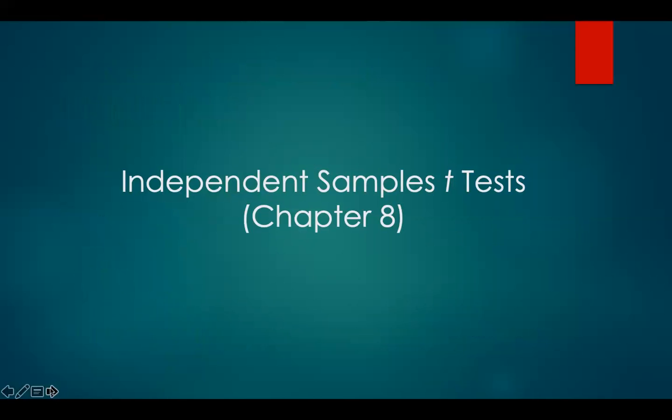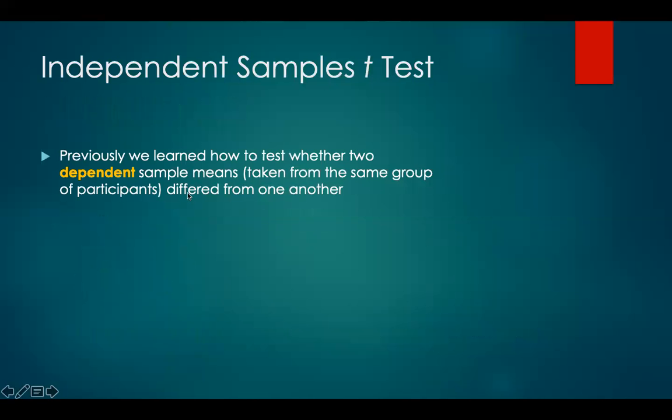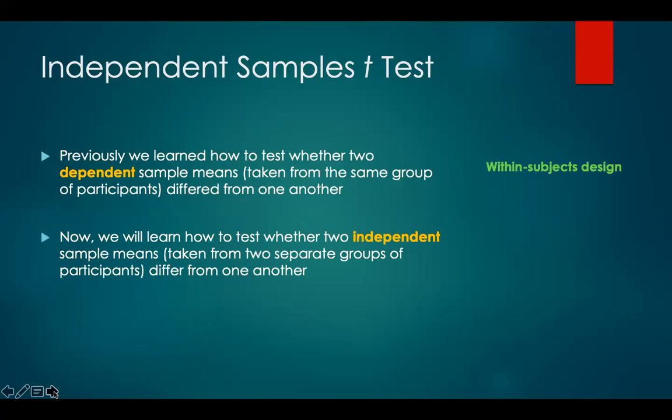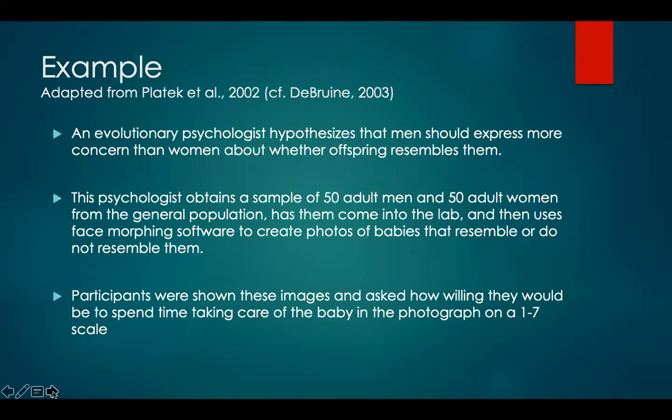So that is dependent samples t-tests, and now I'll move on to independent samples t-tests. Now, this might not be chapter 8 in the current version of the textbook. It might be chapter 9. So previously we learned how to test whether two dependent sample means taken from the same group of participants differed from one another. And that was a within subjects design. But now we'll learn how to test whether two independent sample means taken from two separate groups of participants differ from one another. And this is a between subjects design.